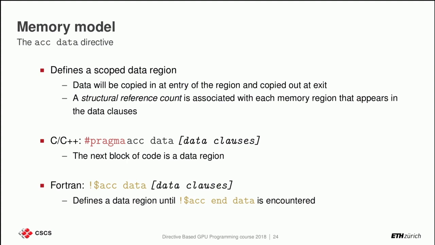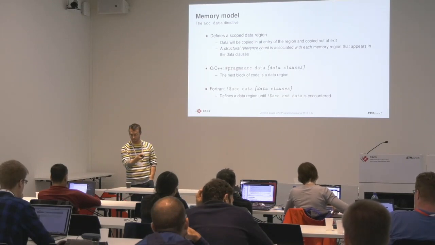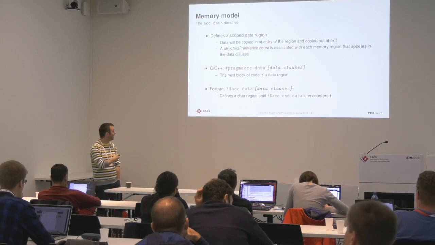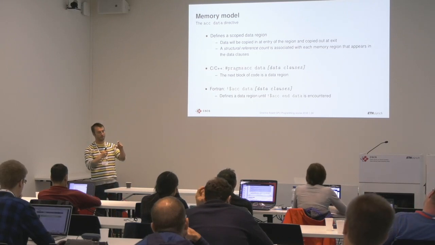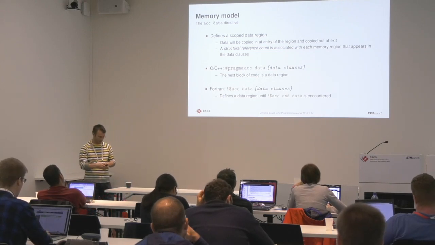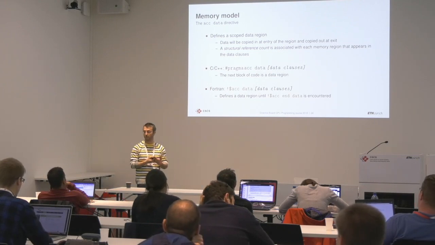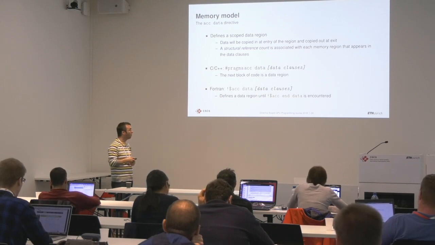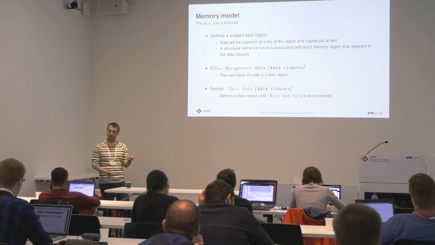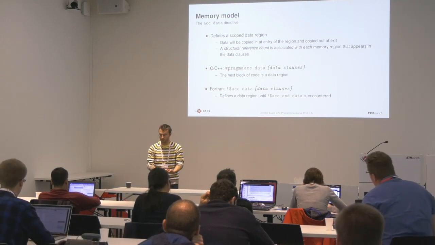Now, the acc data directive, as I said before, associates an important thing. The data will be copied in or created at the entry of the region. So the time you see this directive, the OpenACC runtime will insert some code there that will basically go and copy the data. And the data will be copied out or deleted or acted upon, but generally let's say copied out, when this region ends. So after that region ends, you know that the host has the updated values.